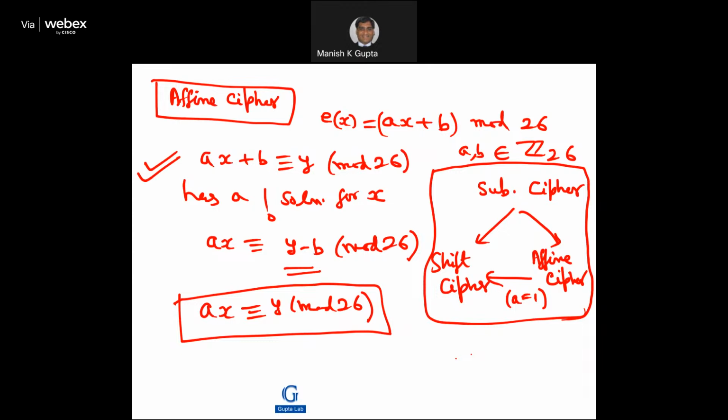One thing I should mention here is there is a relationship between the shift cipher and the affine cipher. As you can see, the affine cipher is a generalization of the shift cipher. If we put A equal to 1, we get the shift cipher. These kinds of relationships are straightforward to observe. So the affine cipher is a better thing, and we can look at in general what the affine cipher is and how we do the encryption and decryption.